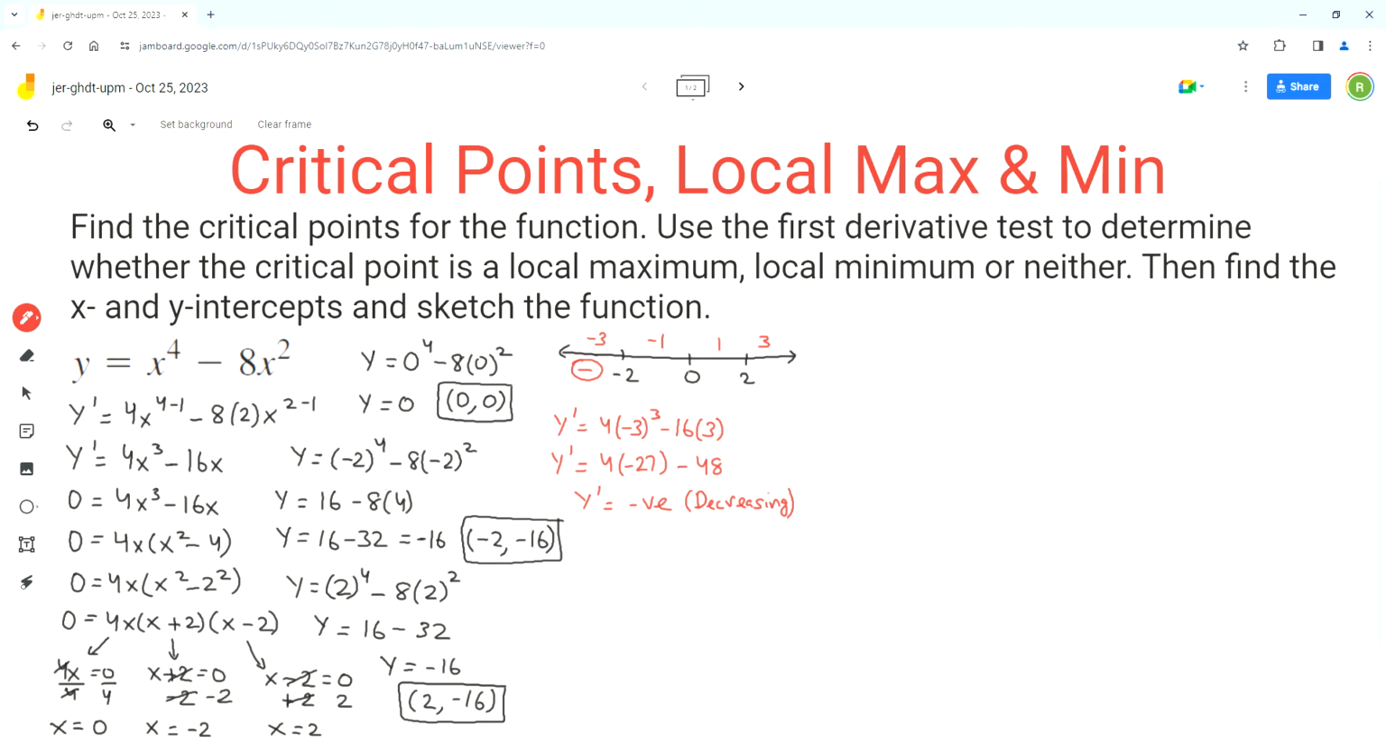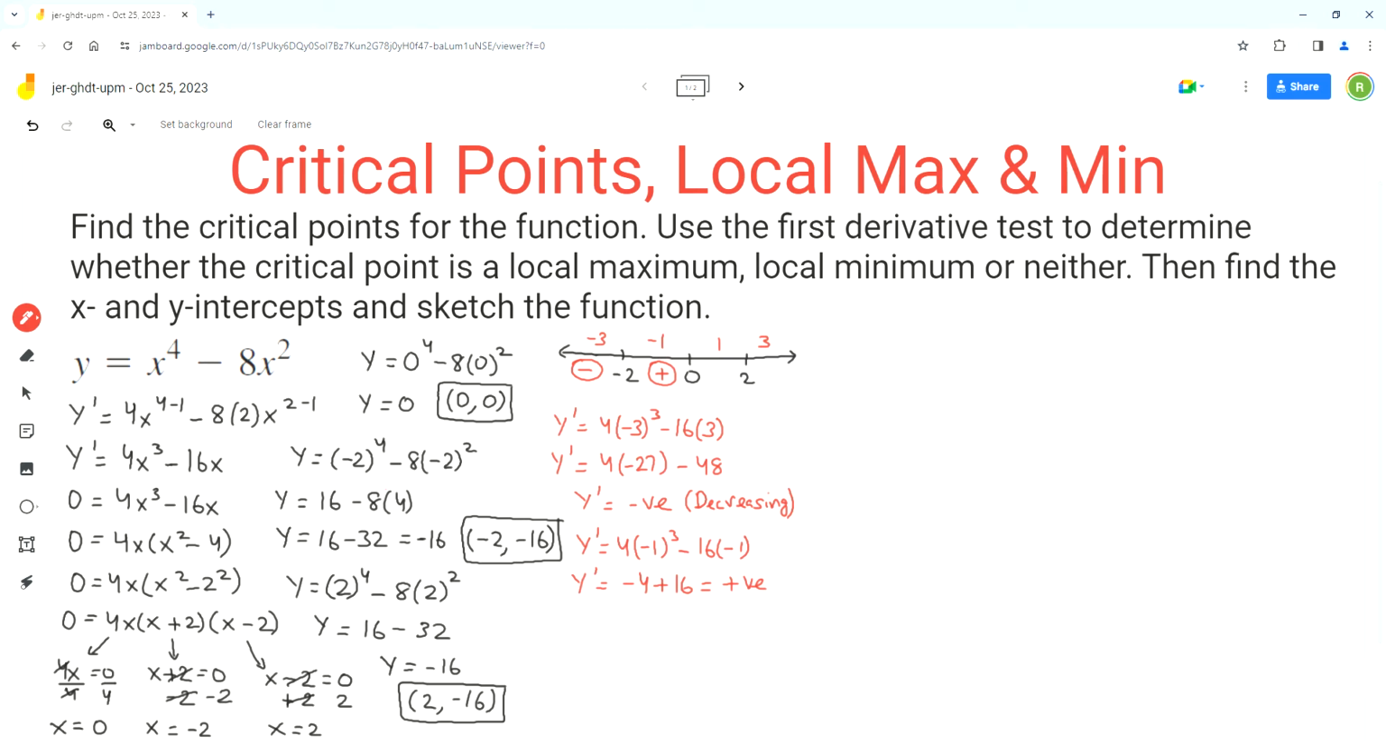Now we can find the sign of y prime for the test value negative 1. So we do y prime equals 4 times negative 1 cube minus 16 times negative 1. So negative 1 to the power cube is negative 1, so 4 times negative 1 is negative 4. And then negative 16 times negative 1 is positive 16. So we'll get a positive value. So that means the function is increasing between negative 2 and 0.